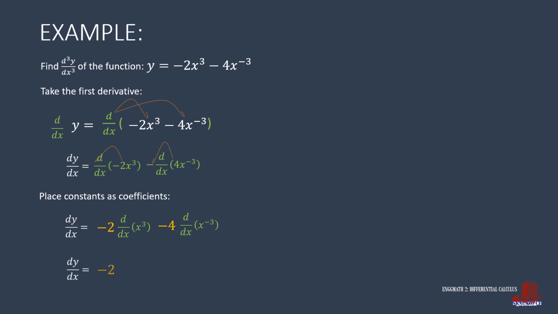Dy over dx is negative 2 times the derivative of x cubed, which is 3x squared, then dx over dx, minus 4 with the derivative of x raised to negative 3, which is negative 3x raised to negative 4, then attach dx over dx. From both terms, cancel out dx over dx as they are 1. This then gives the first derivative of y with respect to x as negative 6x squared plus 12x raised to negative 4. We can now continue with the second derivative.